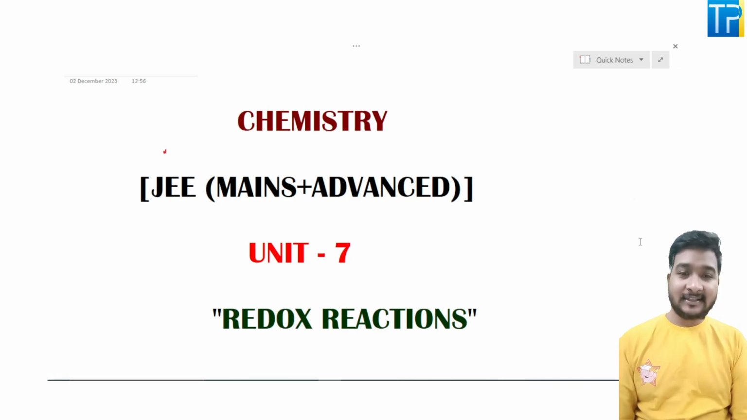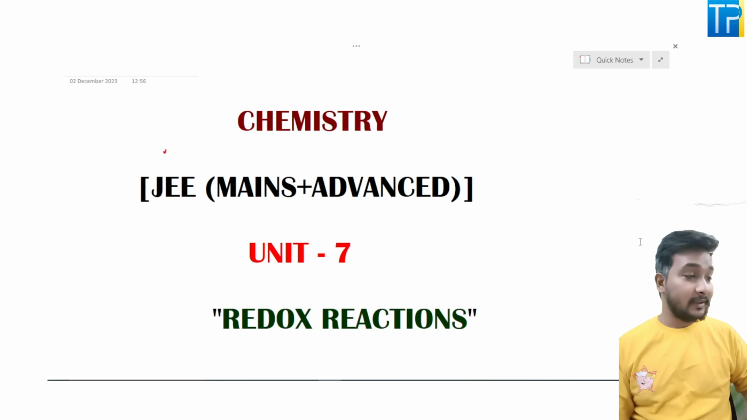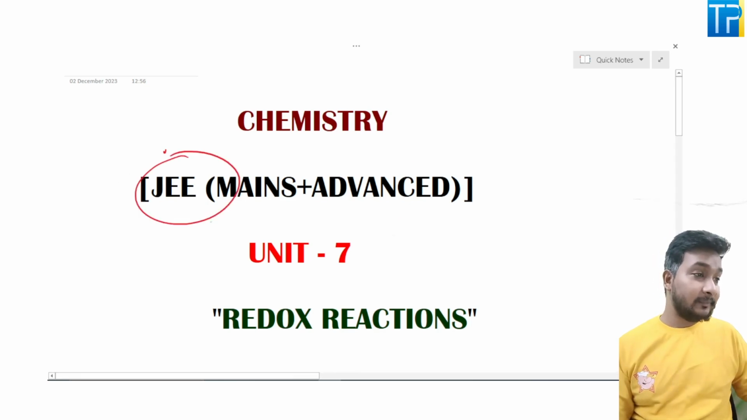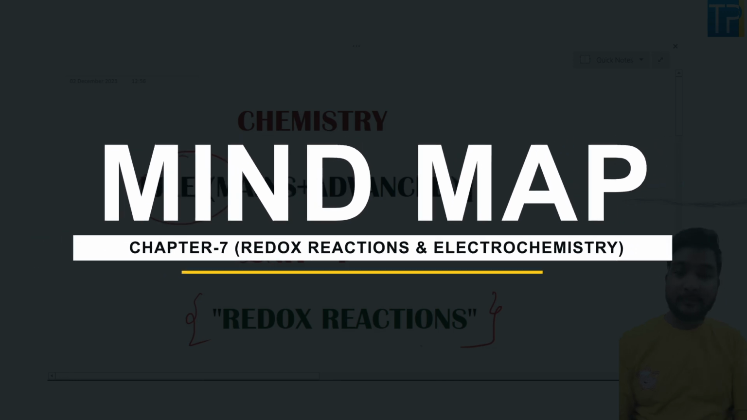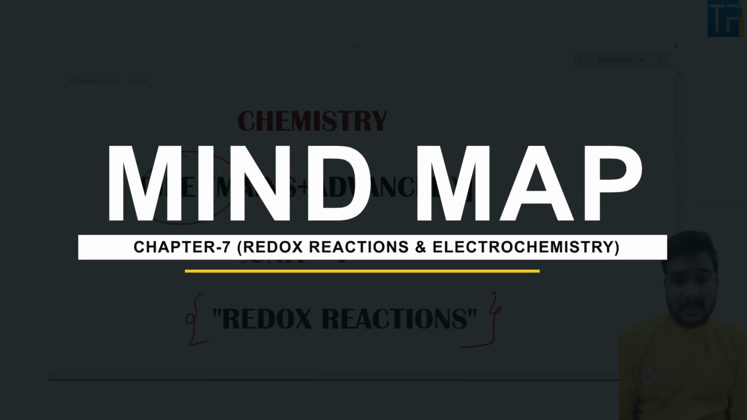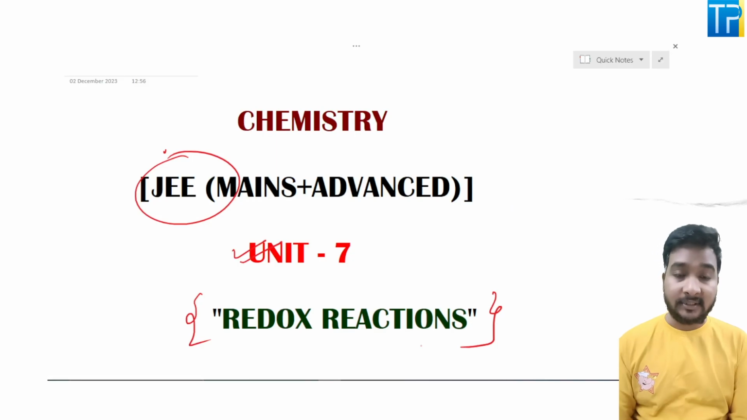So as you can see on the screen, today we are discussing a very important chapter for your JEE syllabus, that is unit number 7, and the name of this unit is redox reactions. Many questions were asked from this chapter in the previous year examinations. You can refer to those questions.